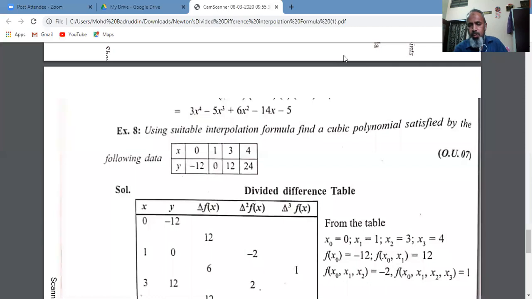So I think you have understood Newton's divided difference interpolation formula, how to construct the divided difference table, how to derive Newton's divided difference interpolation formula, and using this formula, how to determine the polynomial and how to determine the value of the function at any point in the data values or outside the data values.